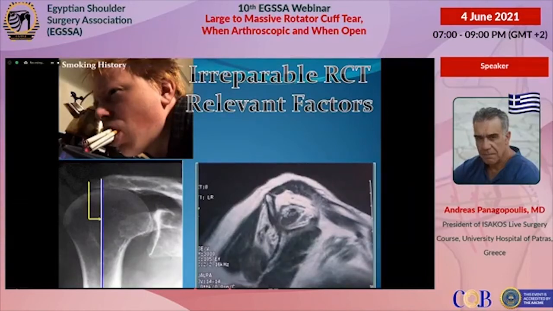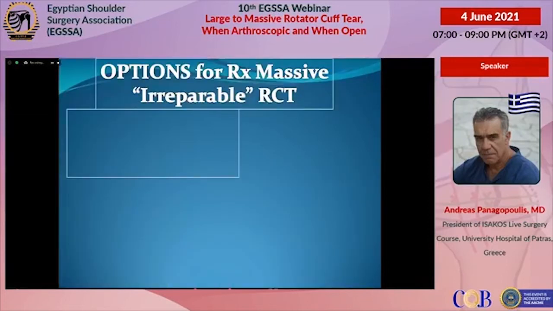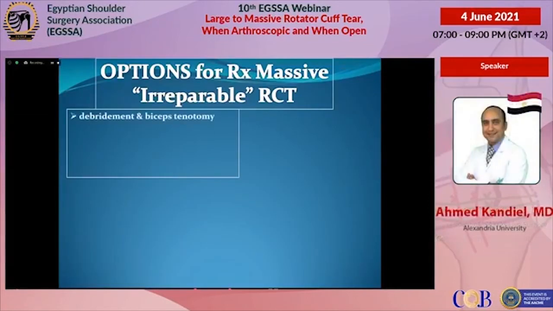So if we face this situation, this is an irreparable rotator cuff tear, and we shouldn't try to repair it because it's going to be a failure. So what are the options that we have in case of irreparable rotator cuff tear? Well, we can do debridement and biceps tenotomy.